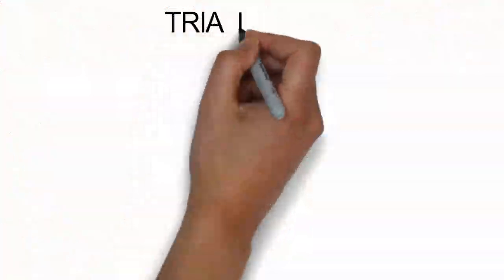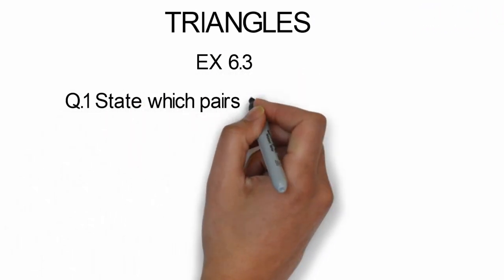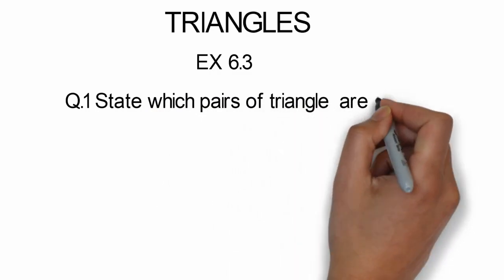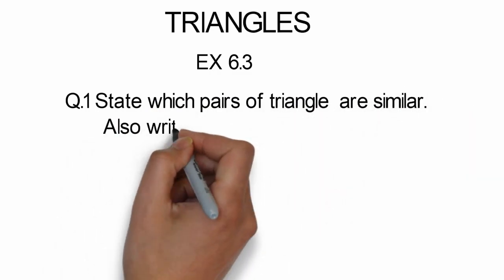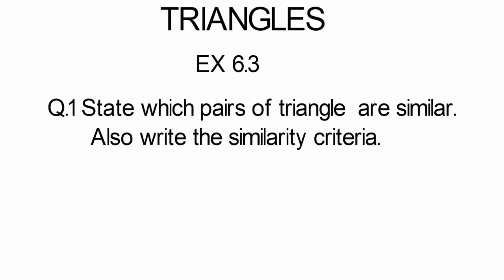Yes, students, today we are studying triangles. So here we are taking exercise 6.3, question number one. State which pairs of triangles are similar. Also write the similarity criteria. So let us take the first part.